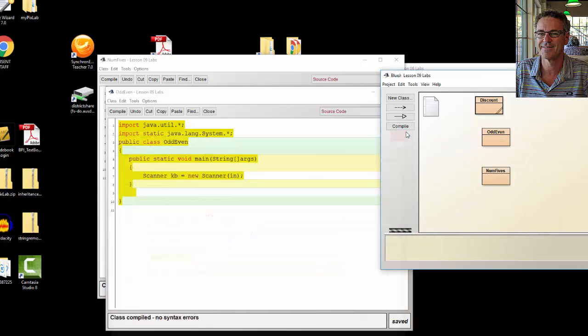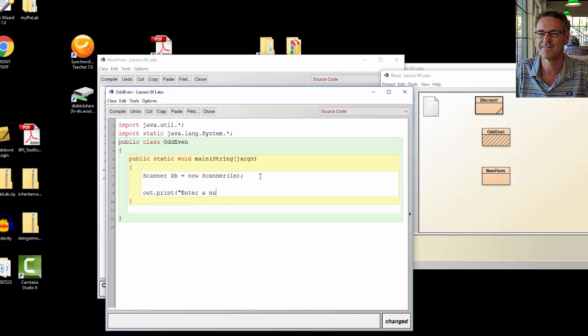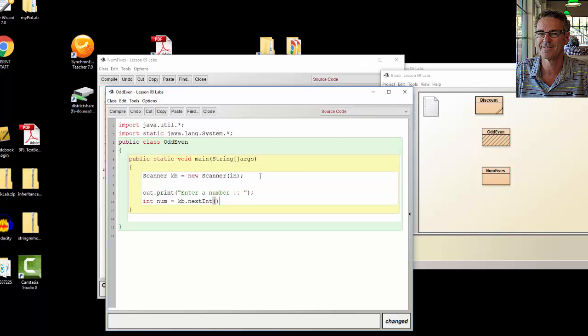Okay, the next one was odd or even. Very classic programming lab. It's in just about every textbook you can find that introduces programming. So we'll ask for a number. Okay, and we'll just store an int num. And then again, I asked the class to think about how they explain to their 3rd or 4th or 5th grade teacher that a number was odd or even.